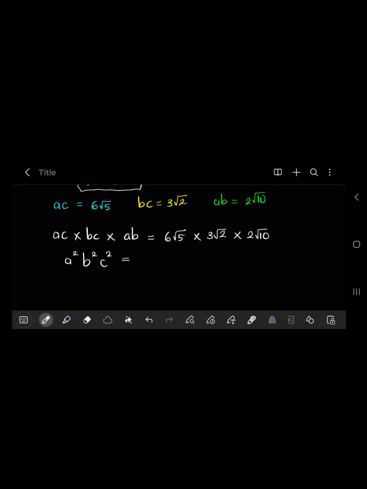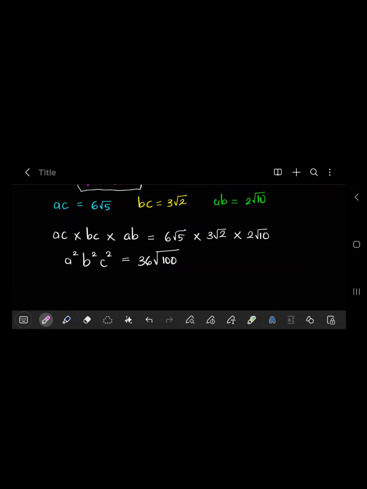Now simplifying the right-hand side, if I multiply all of the coefficients, all of the values in front of the square roots, I have 6 times 3, which is 18, times 2, which is 36. And if I multiply all of the values underneath the square root, 5 times 2 is 10, 10 times 10 is 100. Remember, you guys, there is a rule that you learned in grade 11.